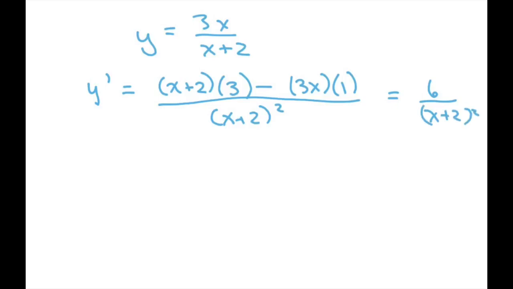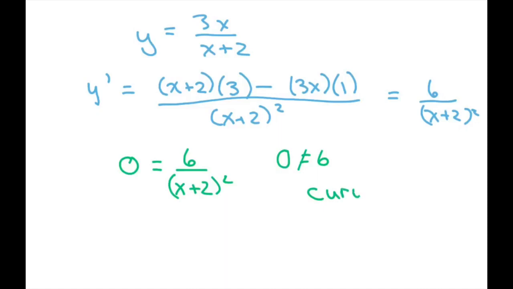Now we set this equal to 0. You cross multiply, you get 0 equals 6, which is not true. So that just means there's no values of x where the derivative is 0. Since the numerator is 6 and the denominator is a square, the derivative is going to be positive. That means the curve is rising. The curve is going to be rising like that.